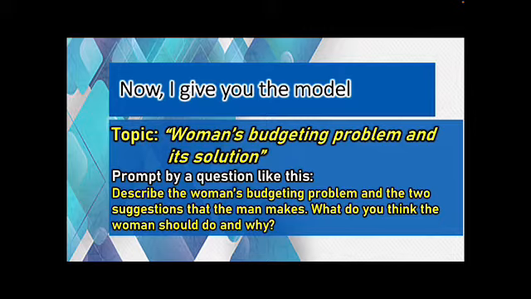So here the conversation is about the woman's budgeting problem, especially budgeting in study. And there are two suggestions that the other speaker, the man, makes for the woman. Then, what do you think the woman should do and why? This is a kind of model, not the topic that you will give in your talk or speaking performance today, but I give you the model first. So after this you can imitate it and learn how to give a solution for the problem.